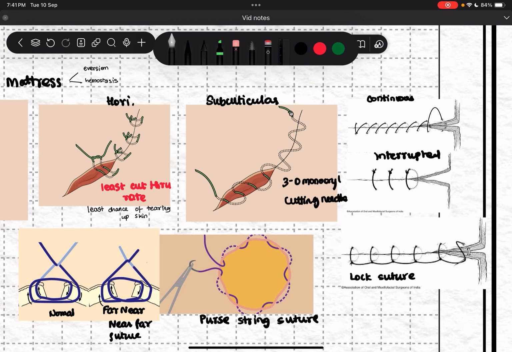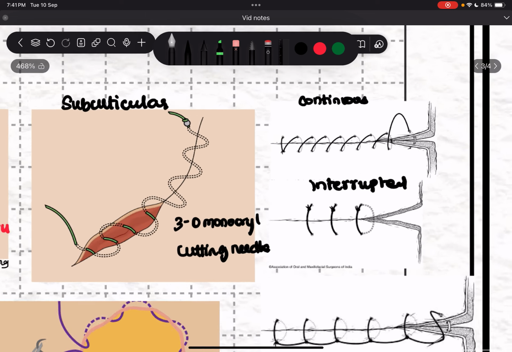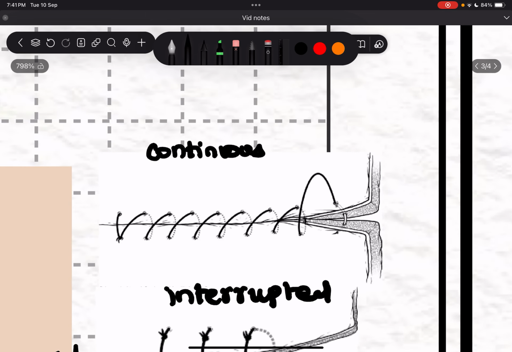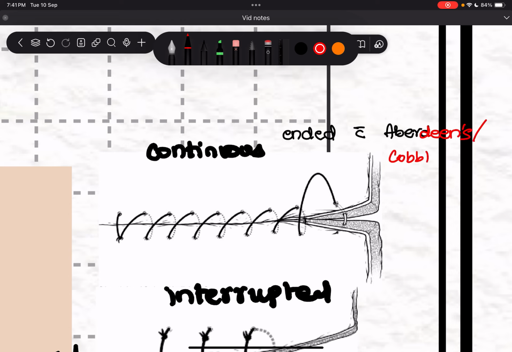This continuous suture is ended with Aberdeen's or cobbler's knot for closure.